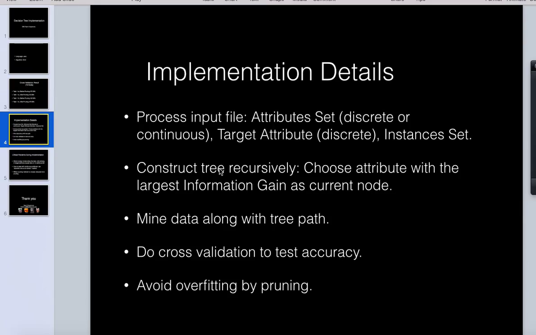So here are the implementation details. First, we process the input file and have the attribute set, target attribute, and instance set, and we construct the tree recursively. We choose the attribute with the largest information gain as the current node, and we mine data along the tree paths, and do cross-validation to test accuracy and avoid overfitting by pruning.